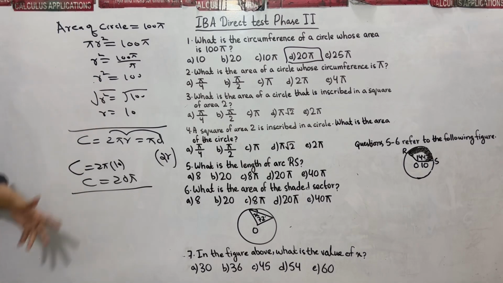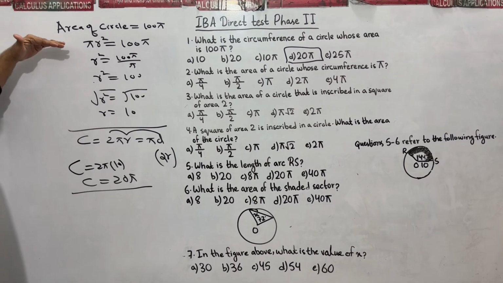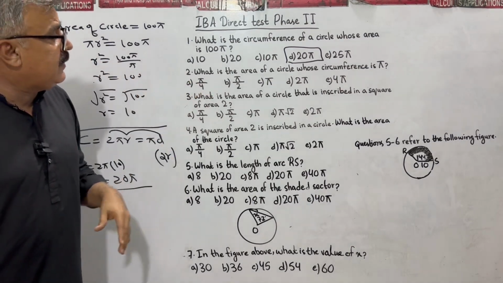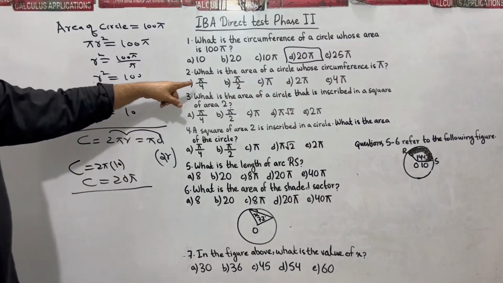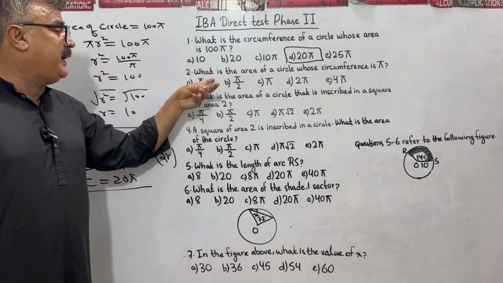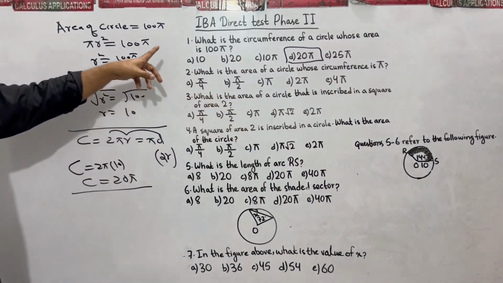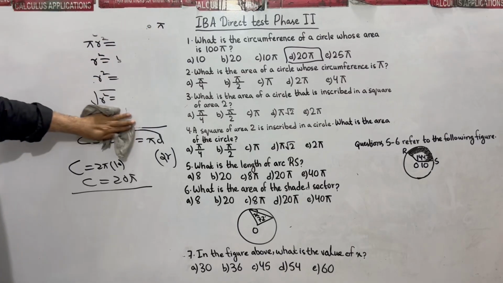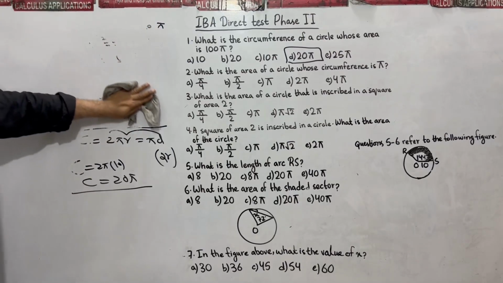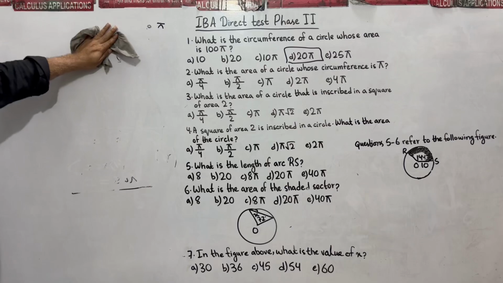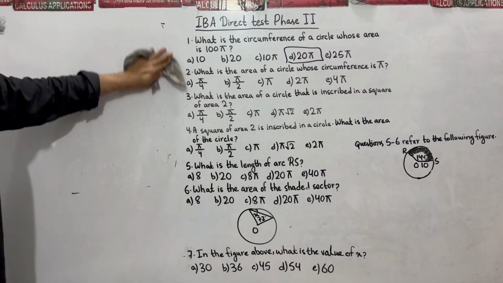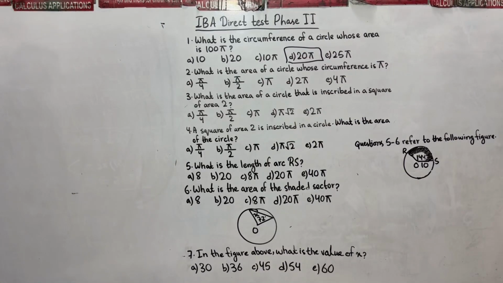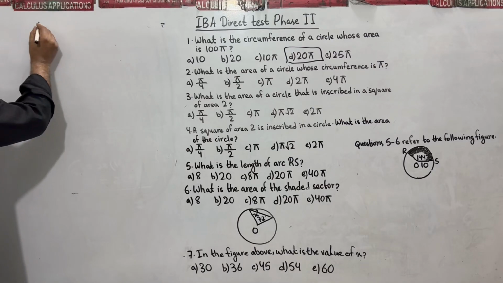Next, what is the area of the circle? It is a converse type question. Here the circumference is given and we are asked to find the area, while in the first one we were given the area and asked to find the circumference. Question number 2: what is the area of the circle?